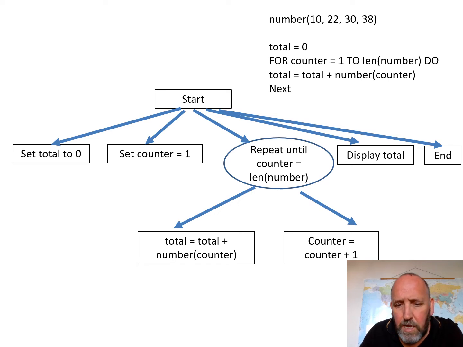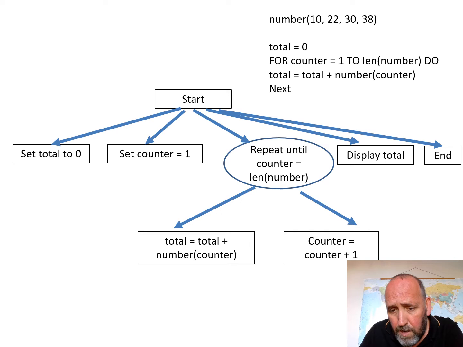So now I've done it as a structured diagram. We start, set total to 0, set counter equals 1. We're going to repeat until counter equals the length of number. And what we're going to repeat is total equals total plus number counter, which if we notice up there is 10, 22, 30, 38. And counter equals counter plus 1.